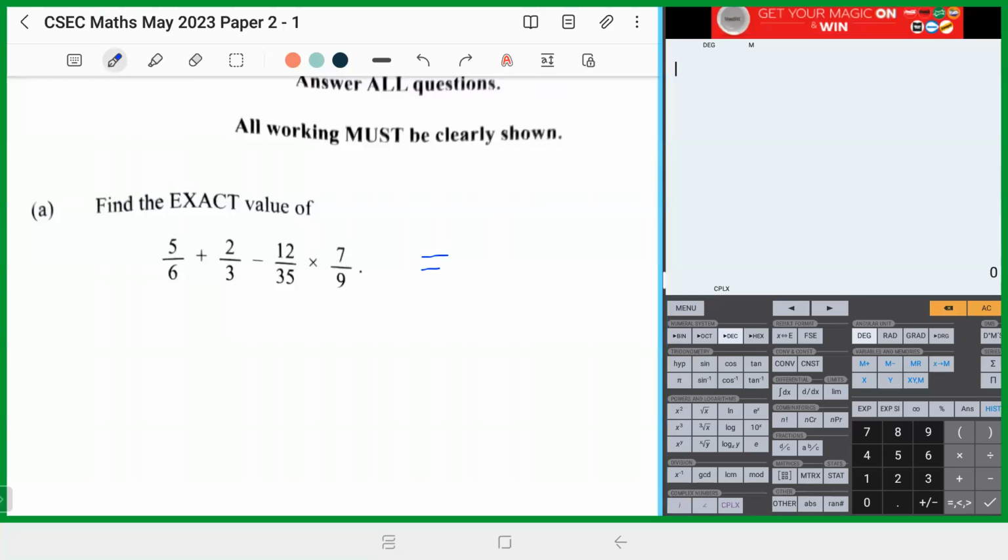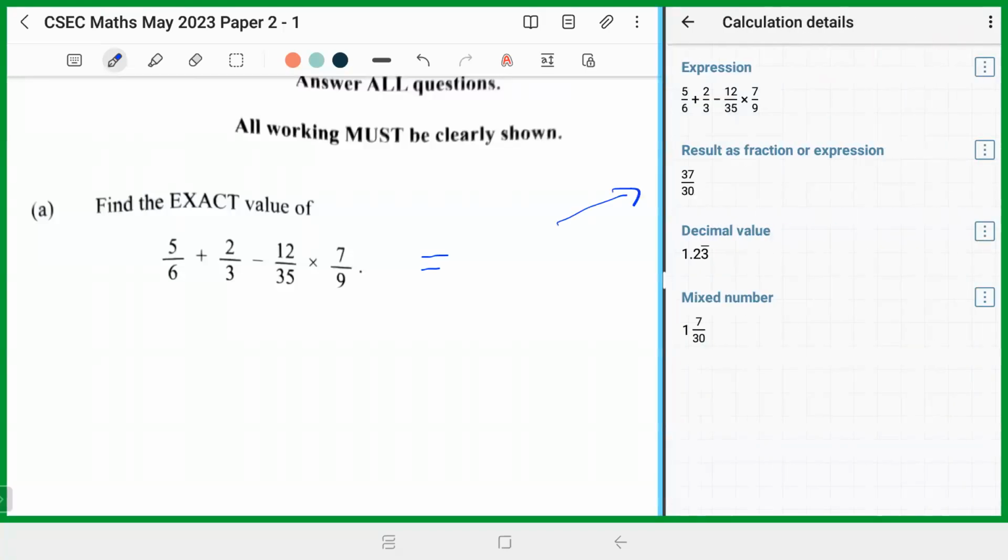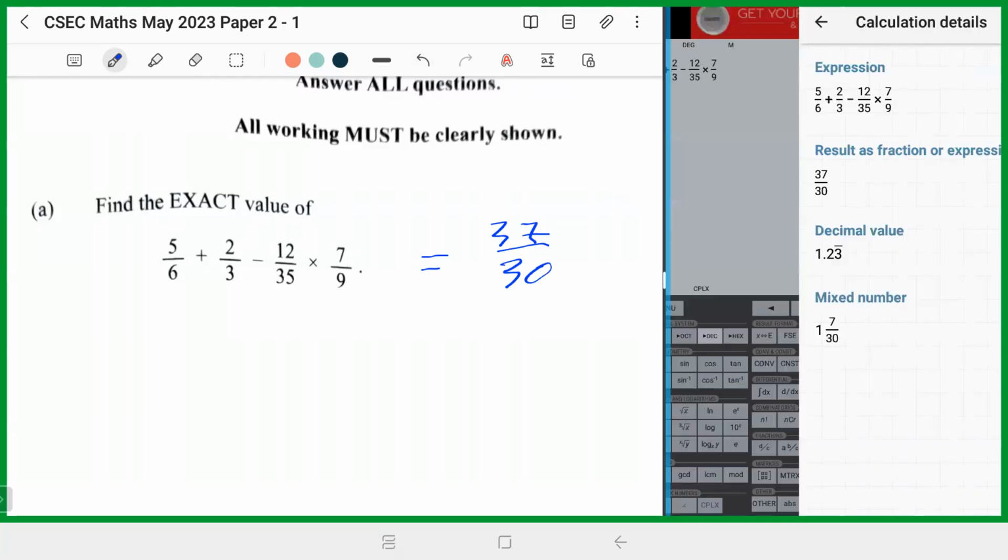So it is 5 over 6 plus 2/3. Then you're subtracting 12 over 35, and you are multiplying that by 7 over 9. And if I check the answer in a fraction form, it is 37 over 30. So this is supposed to be 37 over 30 when we're done. Because the question did not say use a calculator, I'm going to show some working.